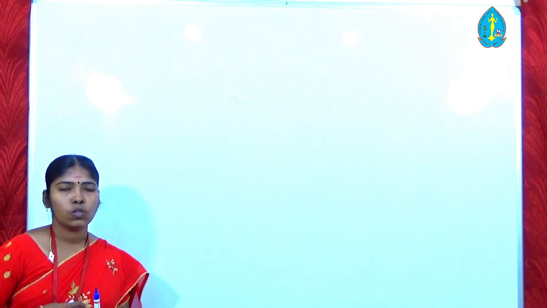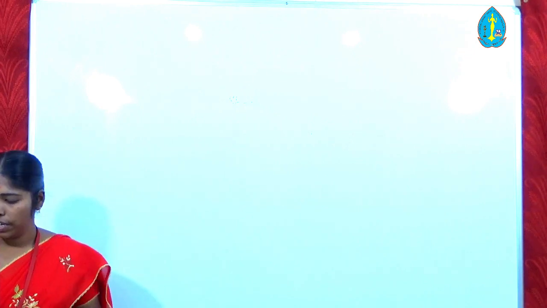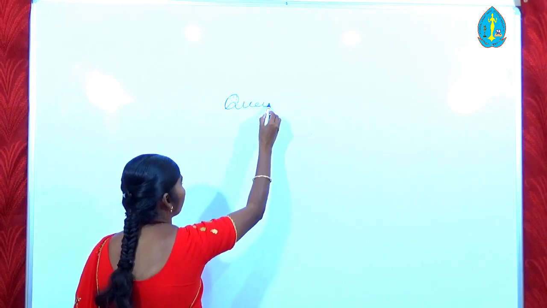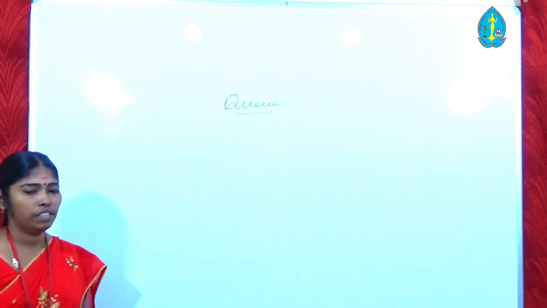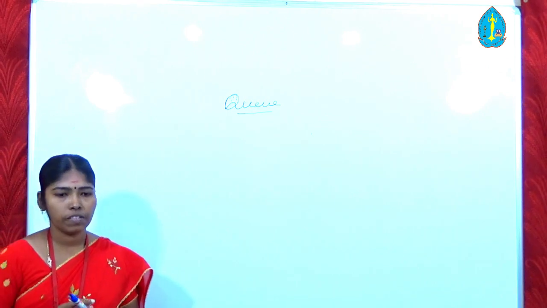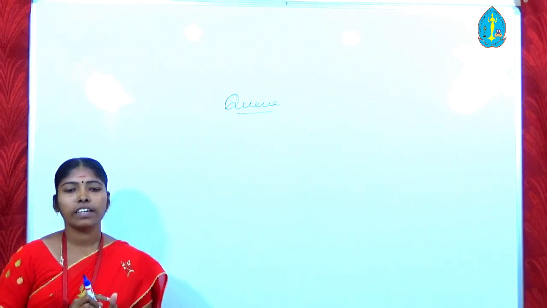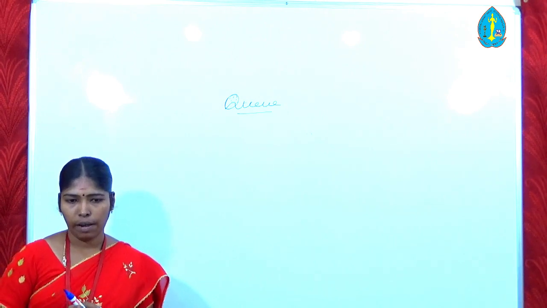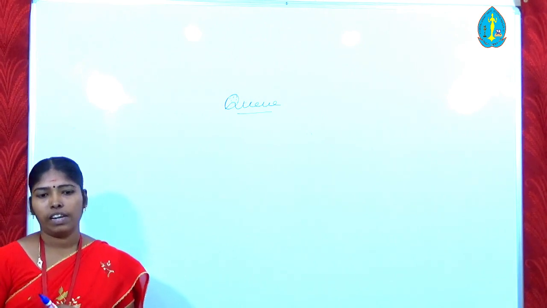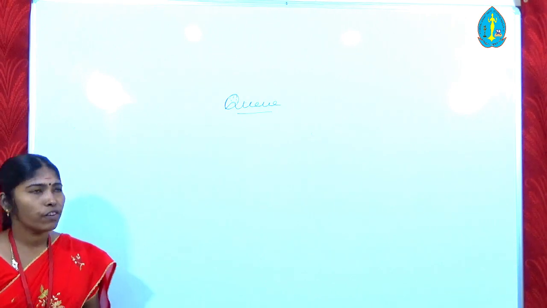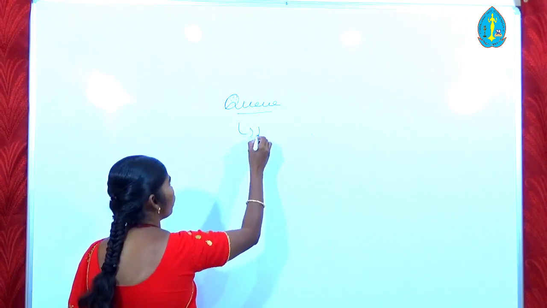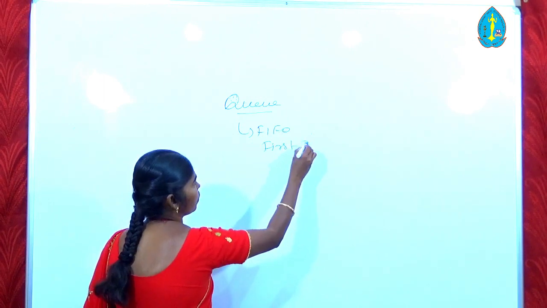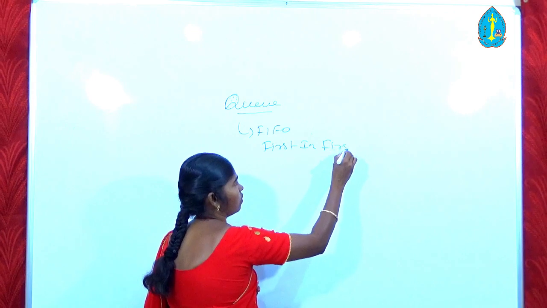Okay friends, the next important data structure concept is called queue. A queue is a data structure whose elements are added at the last end and taken from the first end. It is called the FIFO method. FIFO means first in, first out.